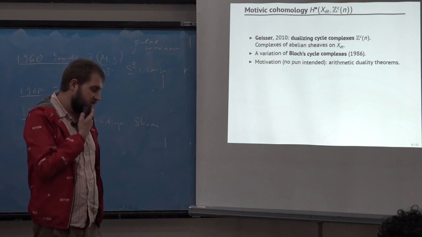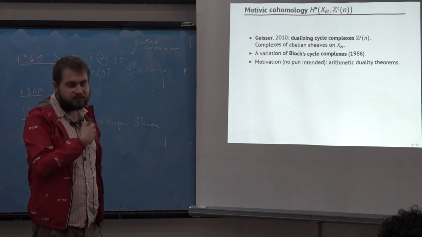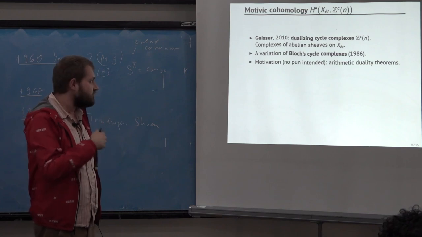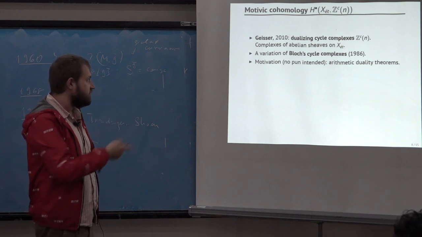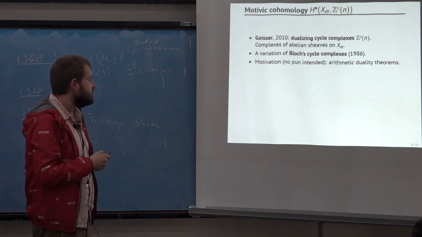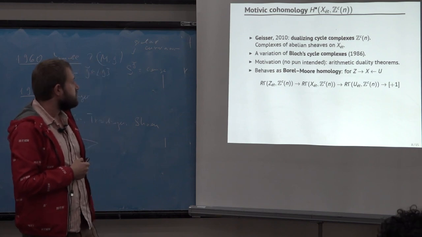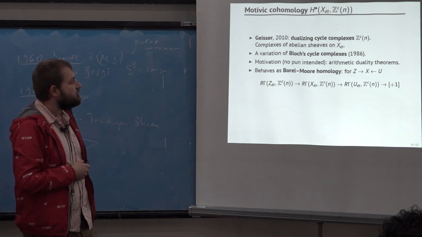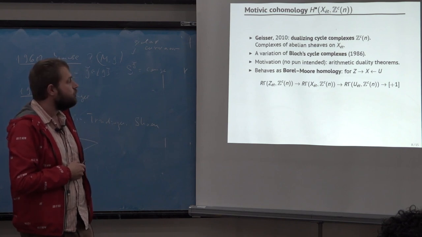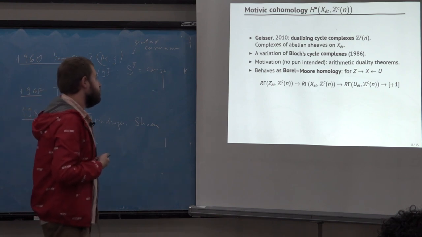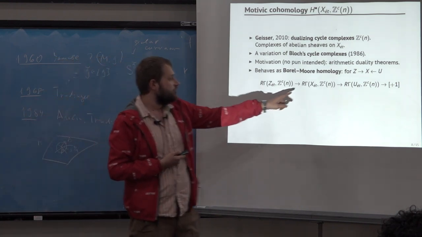So the motivation behind this work of Geisser is actually some arithmetic duality theorems. He generalizes a duality theorem in étale cohomology, known as Artin-Verdier duality, to higher dimensional schemes. And for this, he introduces these complexes Z^c(n). What is good about these complexes is that they behave like Borel-Moore homology. So if we take a closed subscheme Z of our scheme X, and U its open complement, then we will have a distinguished triangle relating the cohomology of Z, of X, and of U.